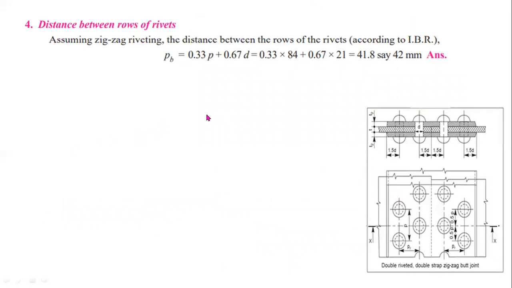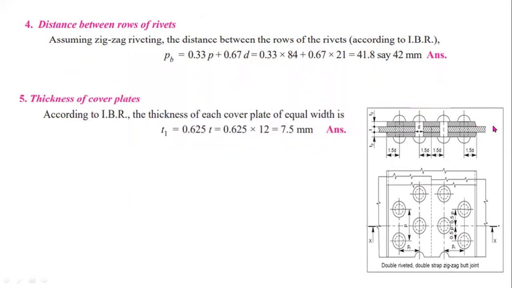Next, the distance between rows of rivets, that means back pitch. Here you can observe the distance between two successive rows of rivets is called back pitch. This is the formula for back pitch. So here the answer is 42 mm. The distance between two successive rows of rivets is 42 mm.